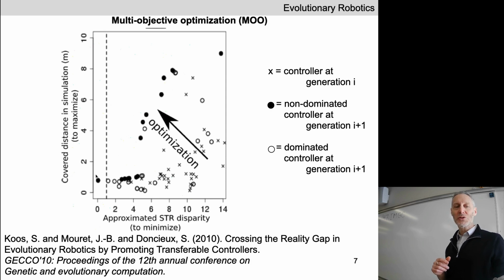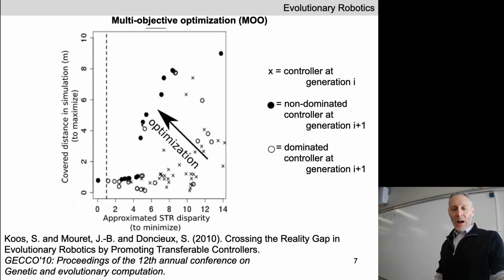So now, since we're trying to maximize along the vertical axis and minimize along the horizontal axis, we're trying to push the Pareto front up and to the left. So points up here are what we want. Points that cause the simulated robot to travel a long distance and are predicted to transfer well to reality.